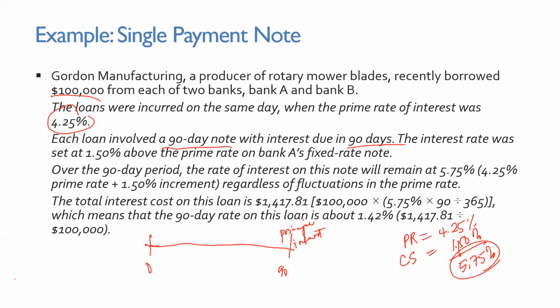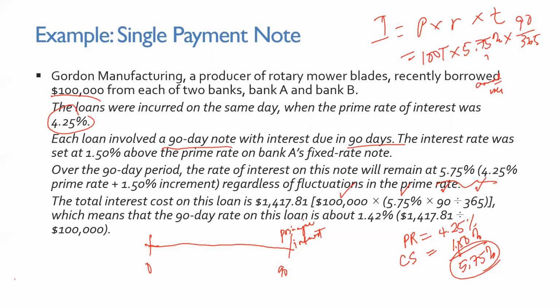So how much is the total interest of this loan? So that is 100,000 times 5.75% is the interest rate times 90 over 365 because 90 days lang naman. Remember, interest is principal times rate times time, right? The principal is 100,000. The rate is 5.75%. This rate is an annual rate. And so yung time mo is as a fraction of 1 year. So that's 90 days over 1 year. Okay?